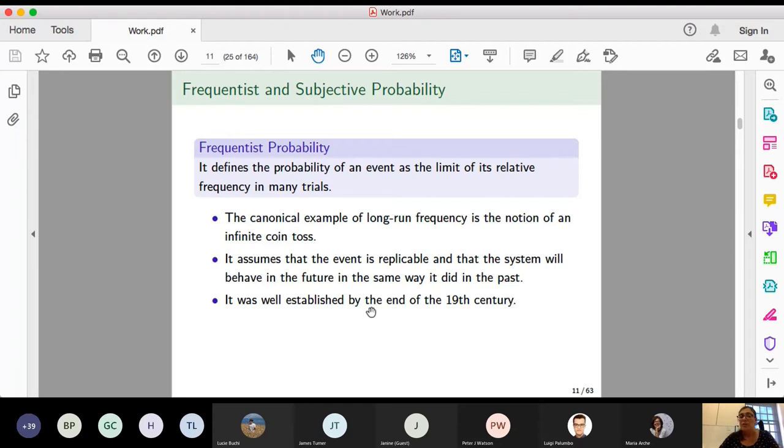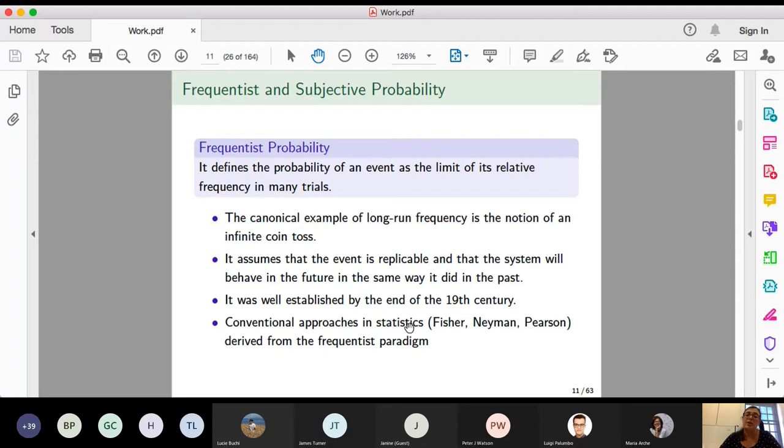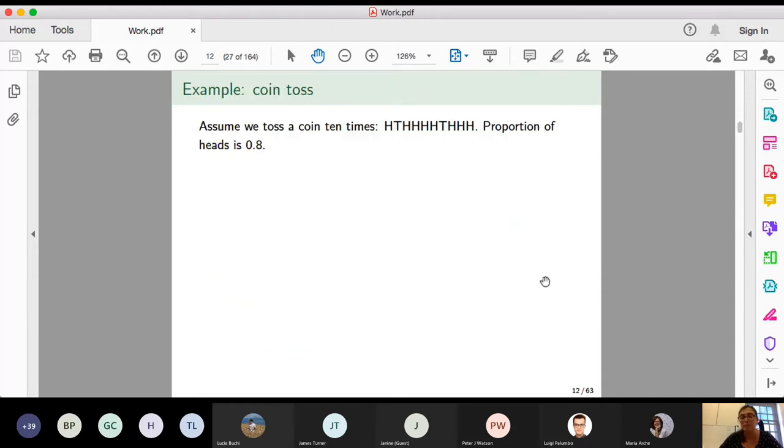Now, this theory was well established by the end of the 19th century, and all the developments of statistics since then, or in that century, mainly driven by Fisher, Neyman, and Pearson, who are maybe the fathers of hypothesis testing, are based on this frequentist paradigm.